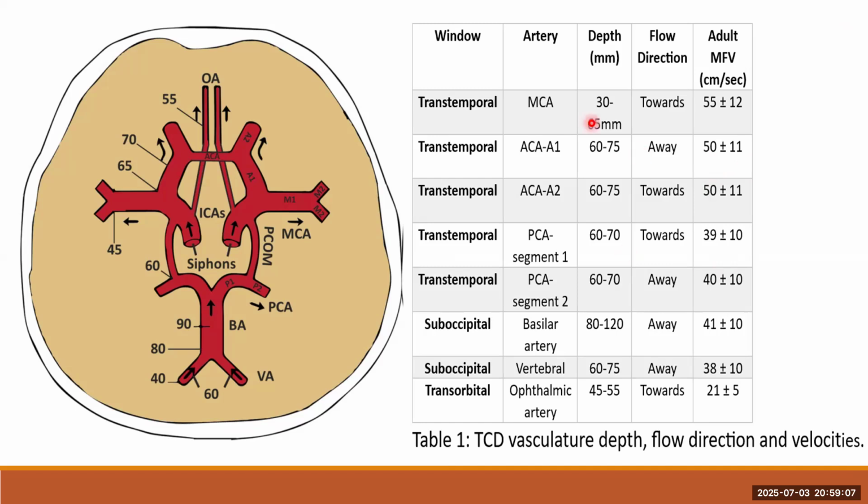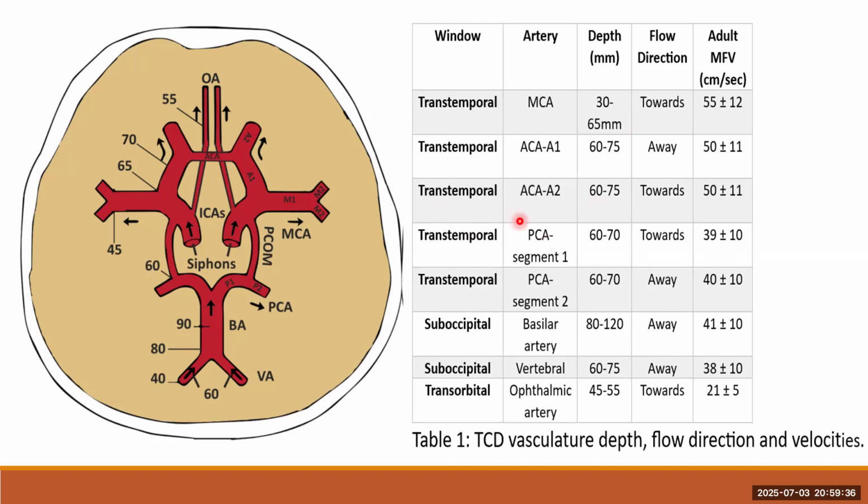What we need to remember is the MCA, which is insonated between 40 to 60 mm. Again, it is divided into various parts, either proximal or distal. And again, transtemporal, the ACA is between 60 to 70 mm. The A1 is away from the probe, whereas A2 is towards the probe. That is, A1 will always be blue. This is the ipsilateral ACA I'm talking of.